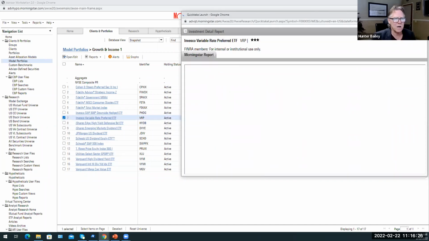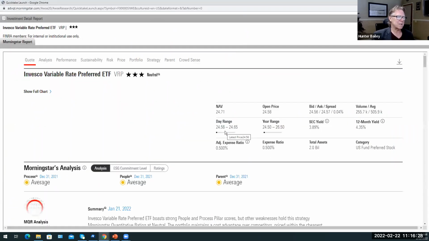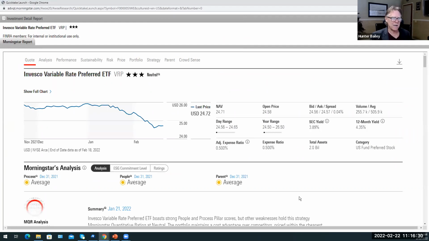Here's an Invesco preferred stock fund. This one buys preferred stocks. It will undoubtedly be down. Its yearly 12-month yield is 4.35, and the last 30 days is 3.9, let's say, closer to 4. Neutral and neutral ratings.